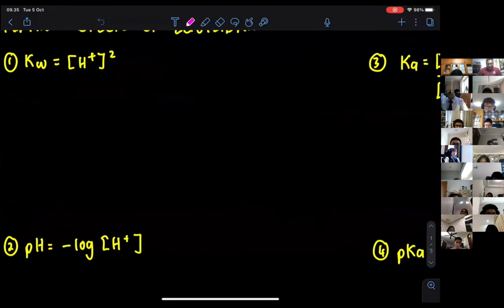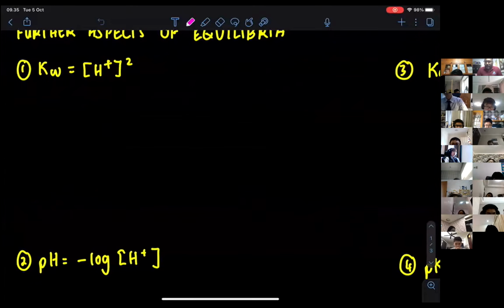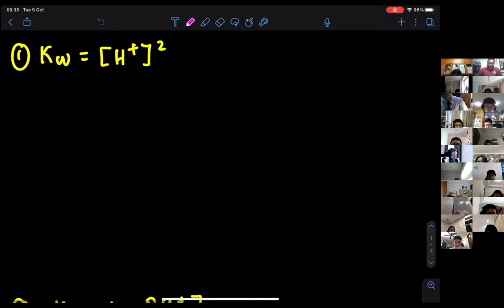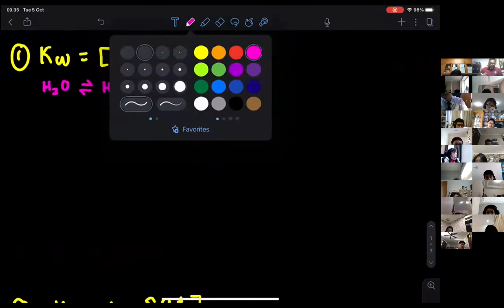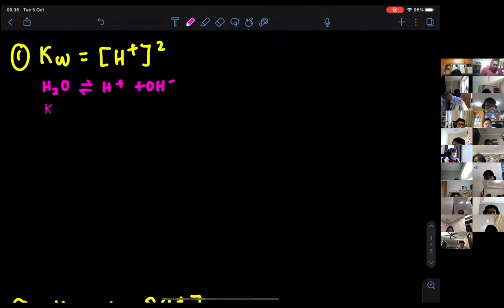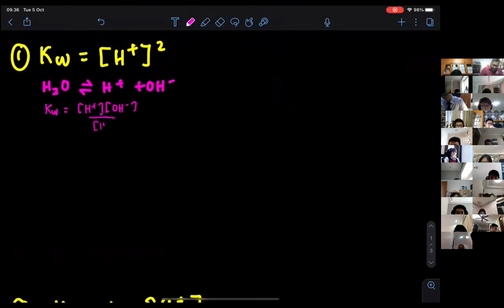We will start off with the Kw. So what is Kw? Kw is known as the ionic product of water, something like an equilibrium constant. So basically, how do we get this formula? We have H2O, which gives you H+ and OH-. If I want to write the Kc, I will write it as the concentration of H+, concentration of OH-, divided by the concentration of water.